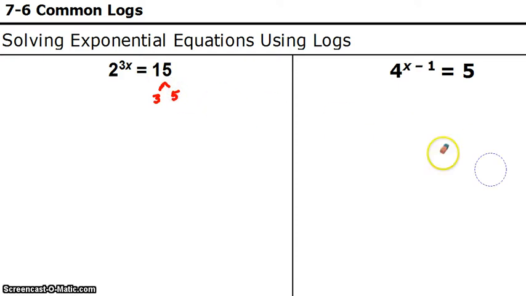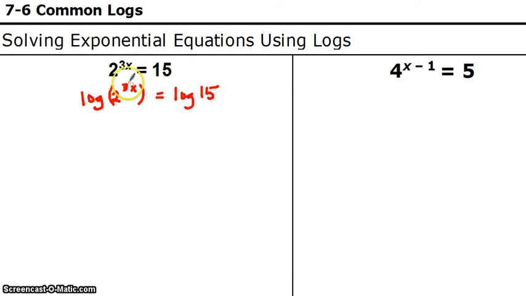So how do we solve this problem when I can't transform the base into a 2? We use a log. Log is the opposite of an exponential, so that's how we cancel it out. What we're going to do is take the log of both sides, and I'm just going to use the common log. Log of 2 to the 3x equals log of 15.